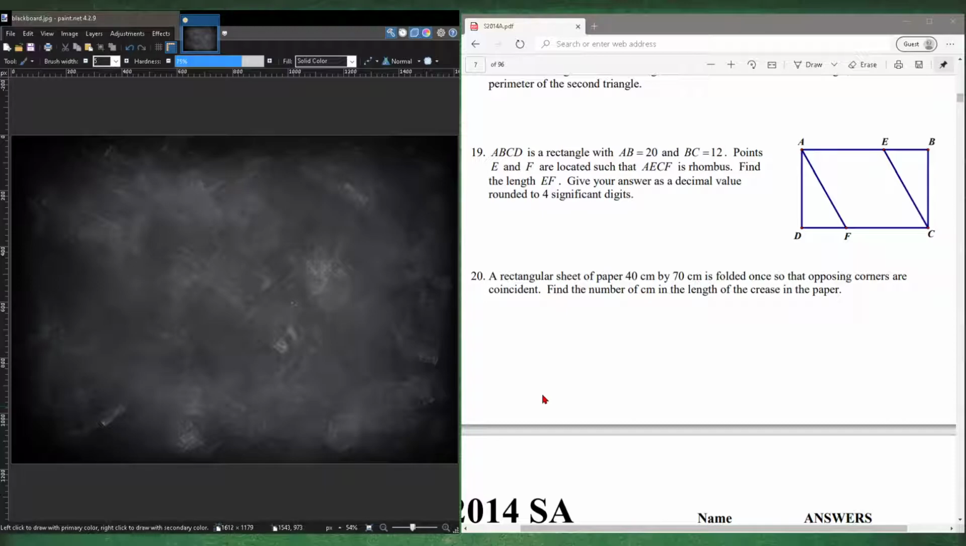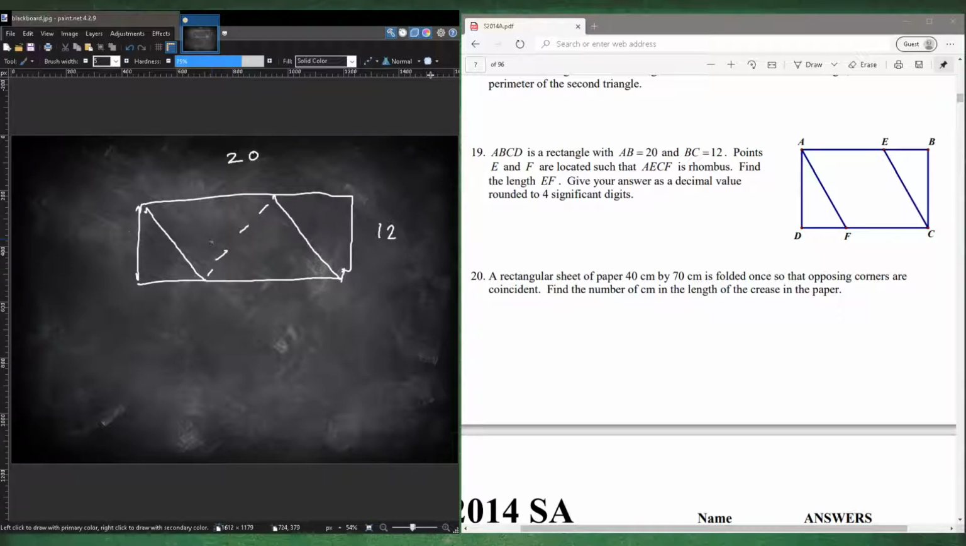Number 19. ABC is a rectangle with AB equal to 20. So that looks decent enough. And E and F are located such that AECF is a rhombus. Find EF. Okay, so we need to look for this length.